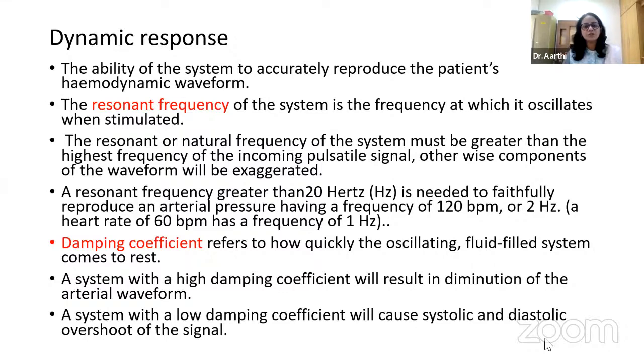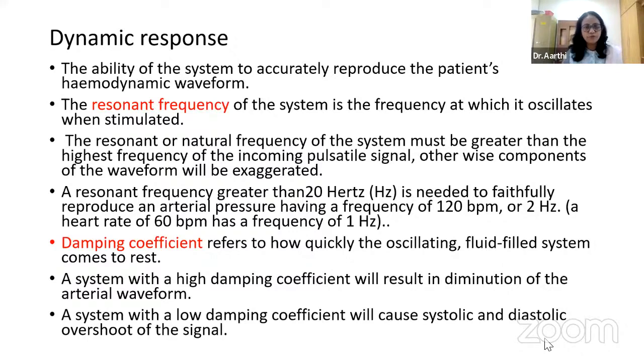The resonant frequency of the system is the frequency at which the system oscillates when it is stimulated. The resonant frequency is also called the natural frequency of the system, and it has to be greater than the highest frequency of the incoming pulsatile arterial blood pressure signals. Otherwise, the waveforms will be exaggerated or damped. For example, we normally expect the natural frequency to be greater than 20 Hertz, so that it can faithfully reproduce arterial pressures with heart rates between 120 to 60 beats per minute, that is between 2 Hertz to 1 Hertz.